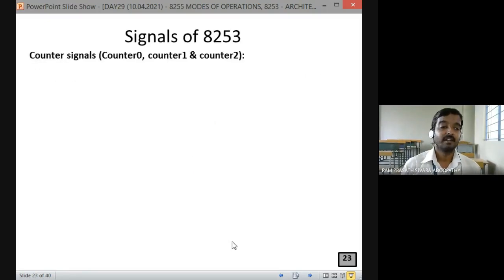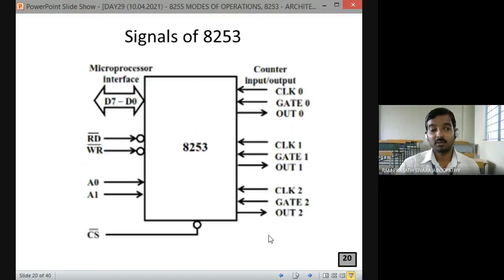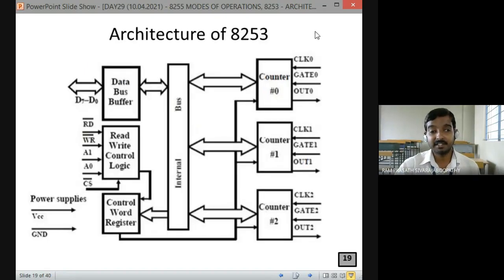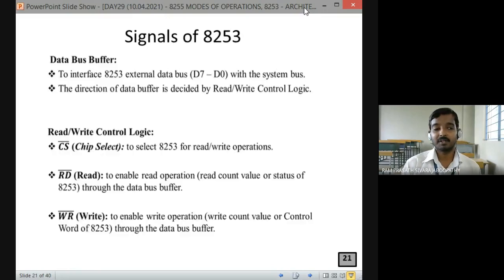Next, now we have to understand the individual blocks. We said counter, right? In each counter, you can see 3 signals are involved. Counter 0, counter 1, counter 2, in all of these you will see 3 signals are involved. Correct? Okay. So let us see how a counter works.